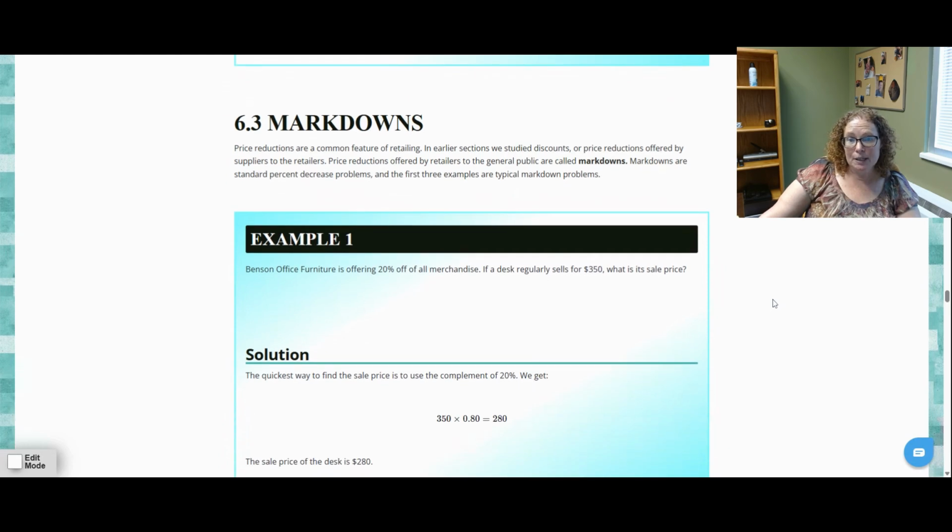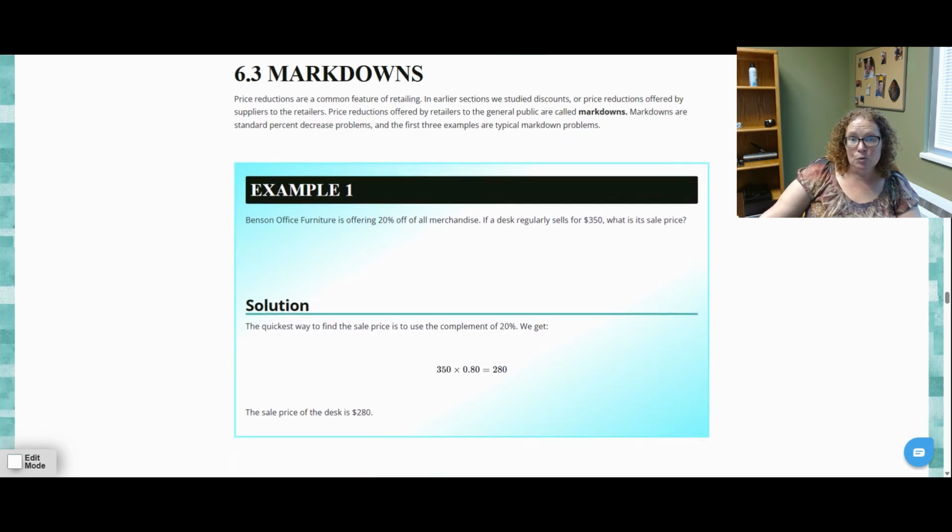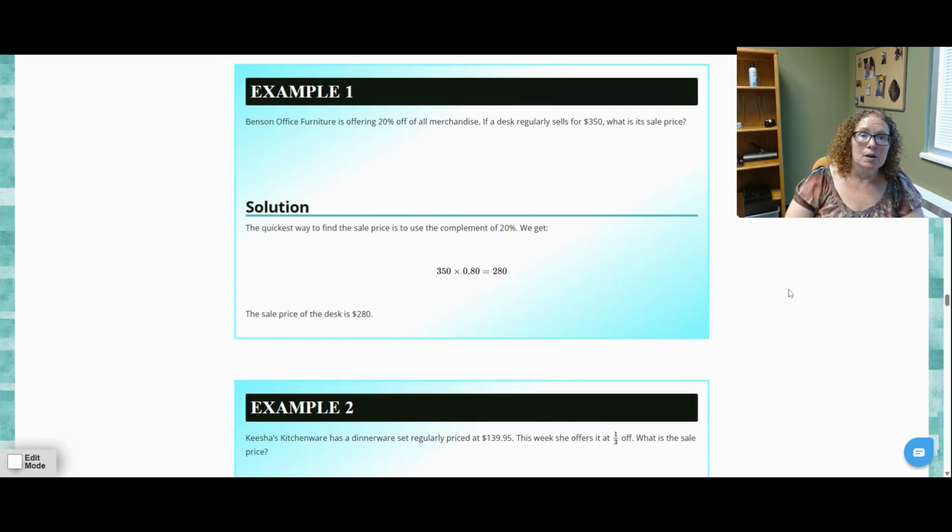So when we mark something down, we are going to use standard percent decrease problems. And the first few are some typical markdown problems. Benson Office Furniture is offering 20% off of all merchandise. If a desk regularly sells for $350, what is the sale price? So to get the sale price, we use the complement again of 20%. So we get 80%, 350 times 80% or 0.80 gives us $280, which would be the sale price for the desk.